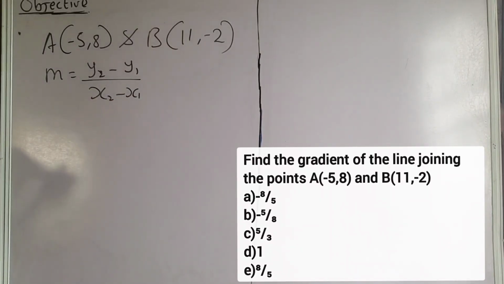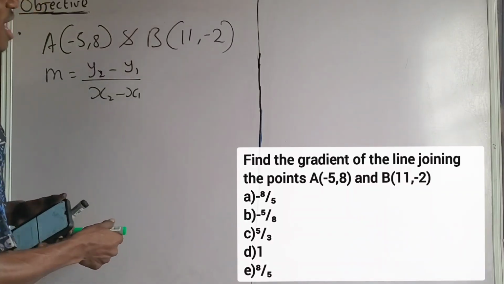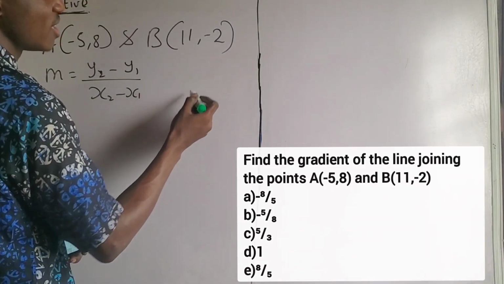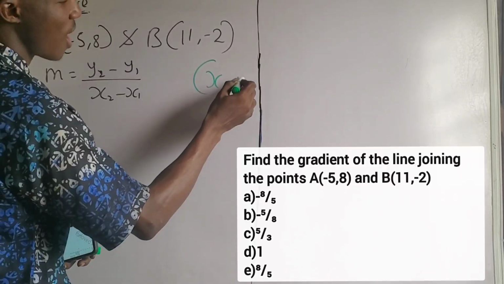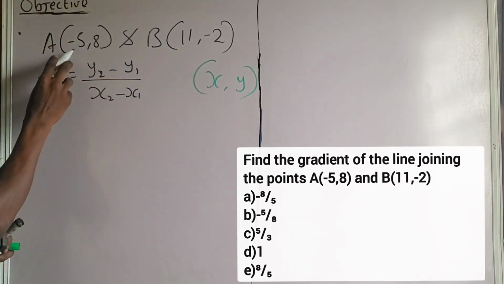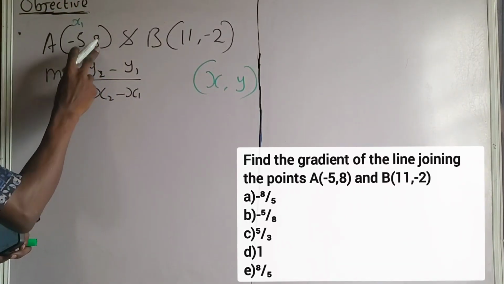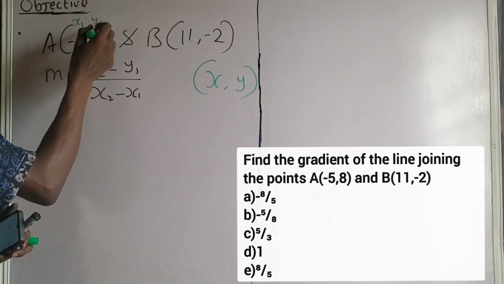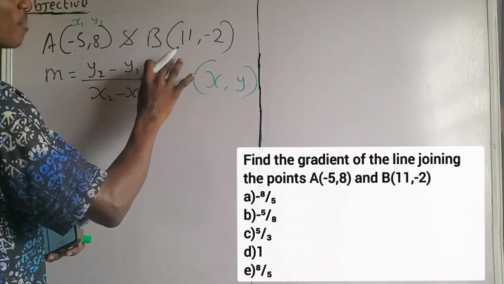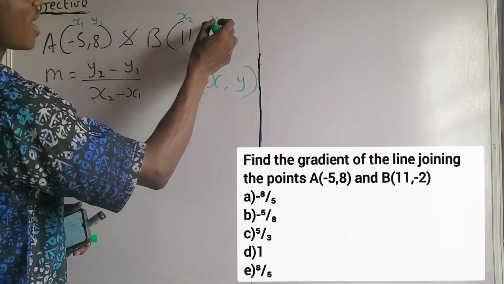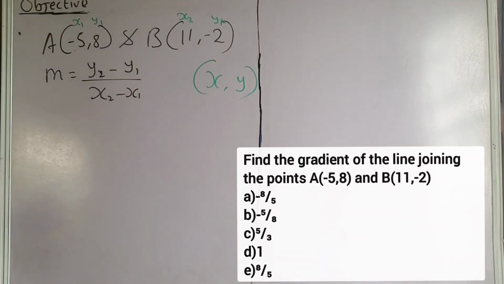Are you getting it? To solve this question, the first step is to identify your x and y. In every point, we have x, y. The first x here will be x1, and the first y will be y1. For the second point, you're going to have x2 and y2. Having identified your x1, x2, y1, y2, the next step is to substitute.